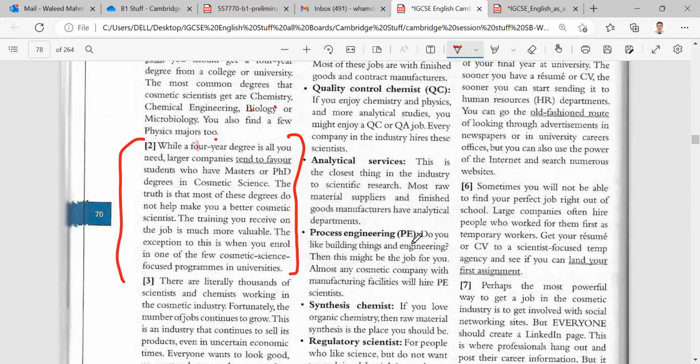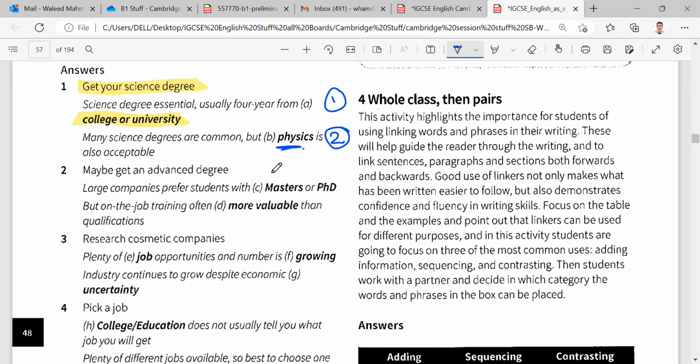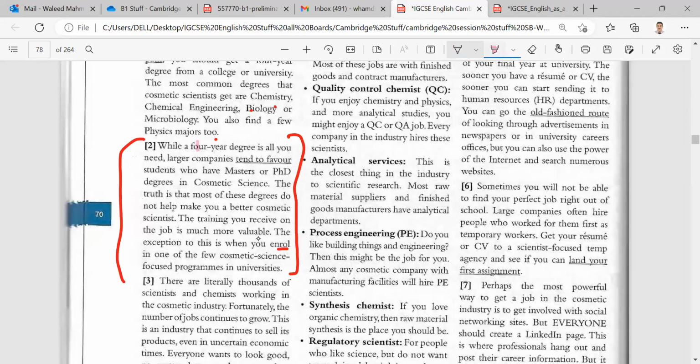The training you receive on the job is much more valuable. The exception to this is when you enroll in one of the few cosmetic science focused programs in your universities. So, what do you think? More valuable, ya Juri. So, but on the job training often more valuable than qualifications. The same word is mentioned here, much more valuable. So the training you receive on the job is much more valuable.